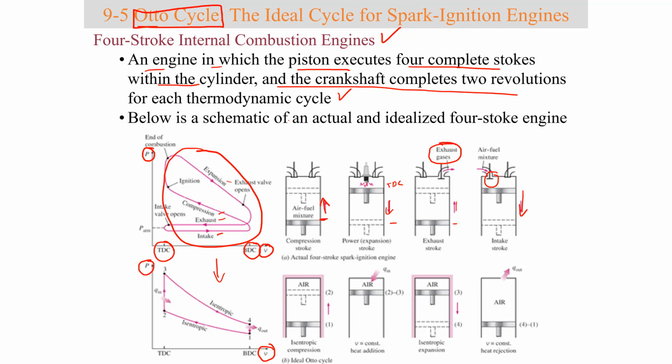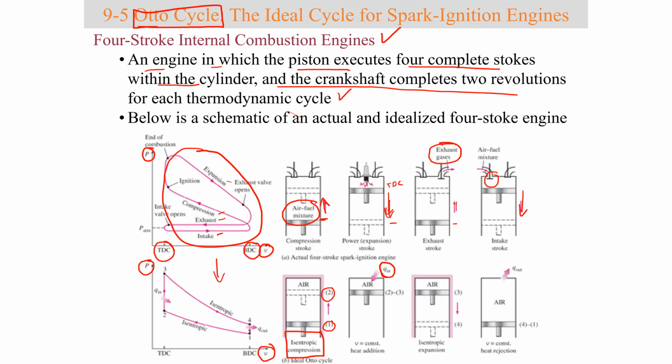So again, process 1 here is the compression of the air-fuel mixture, right? So we have bottom dead center, and then the piston goes to top dead center to compress the air-fuel mixture. We're going to call that isentropic compression. So again, from state 1 to state 2. And then, in the actual process, at top dead center, the air-fuel mixture is ignited, and then the piston is pushed down to the bottom dead center. Instead, we're going to replace that with constant volume heat addition.